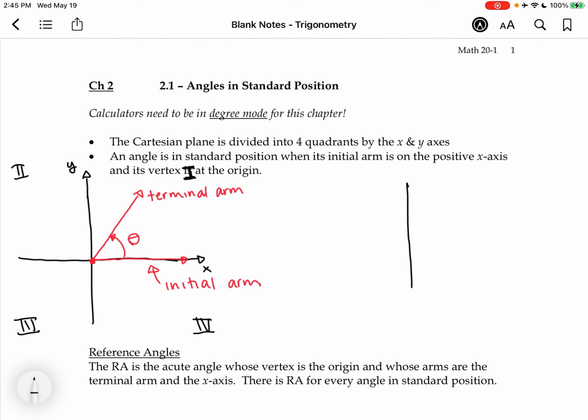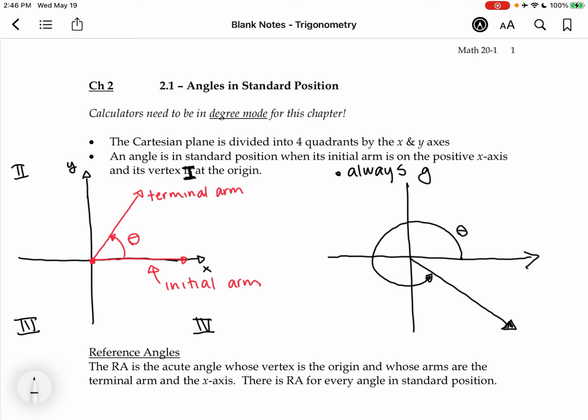Another example might look like this. One arm would be here, and then perhaps the other arm might be here. Now you might think that this is an acute angle, but remember it always starts from the initial arm and goes counterclockwise. So this is actually the angle that we're looking at, and that's a reflex angle. It's bigger than 180 degrees. So always go in a counterclockwise direction. Okay, so this is an angle that is in standard position.